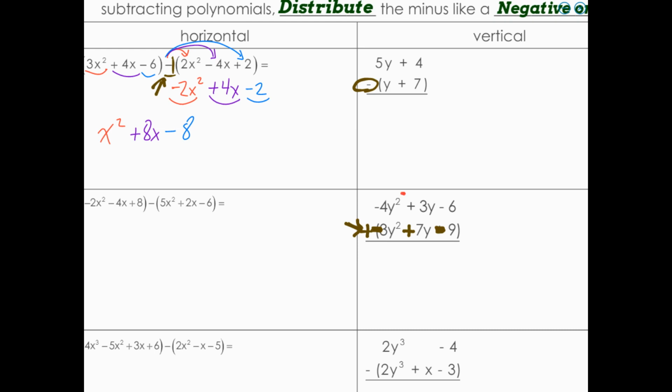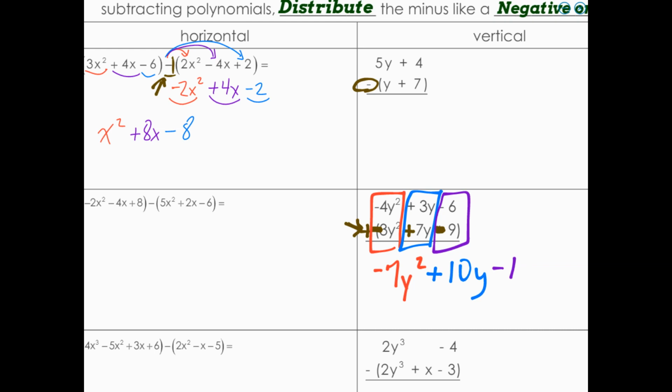So now everything's lined up. I can just go ahead and work it out, or combine my like terms. So negative 4y squared minus 3y squared is negative 7y squared. Okay. Then I've got a positive 3y and a positive 7y, so a positive 10y. And then lastly, I've got negative 6 and negative 9, which is negative 15.